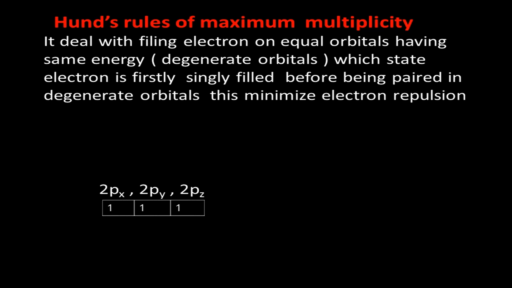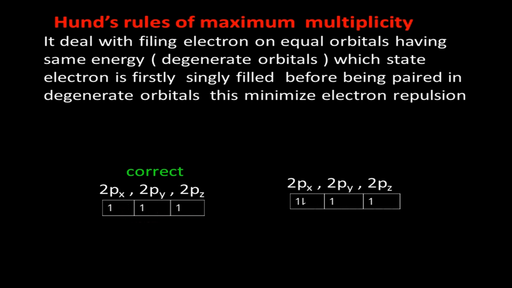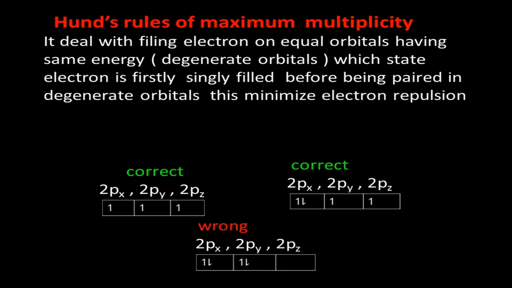So this is the way electron is filled, and this is the correct way. If you want to fill 3 electrons in a degenerate orbital, you fill them singly first. So this is correct. And the second one, you have 4 electrons to fill. First of all, you fill singly to occupy all the orbitals. Then for the last one, you start again from the beginning and start filling till it is exhausted. This is correct as well. Then this last one is wrong.